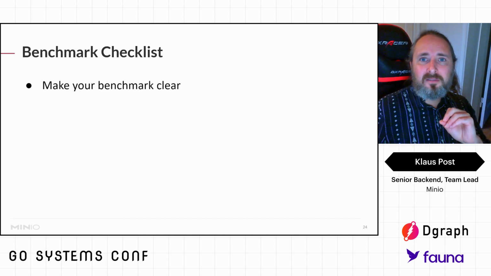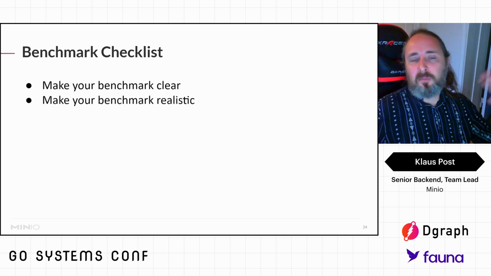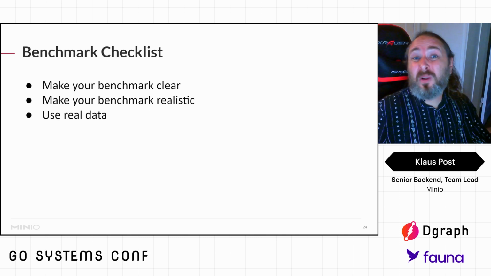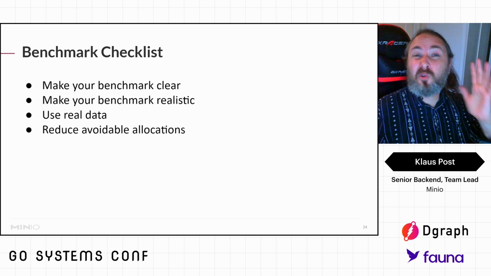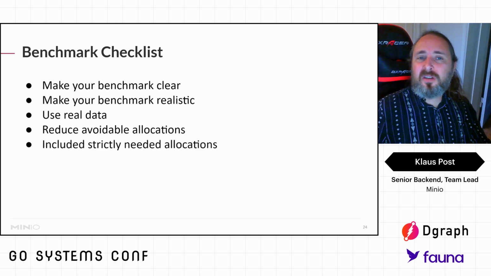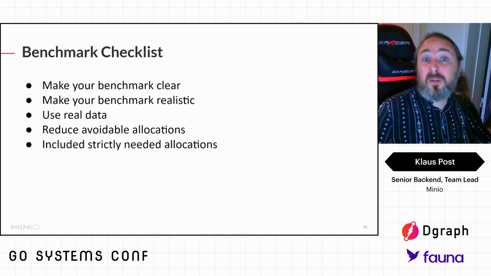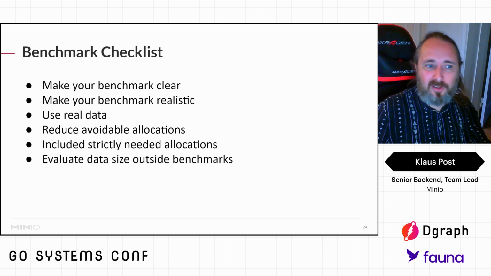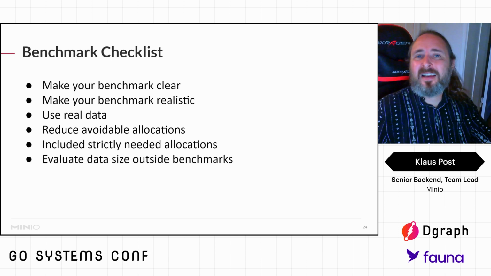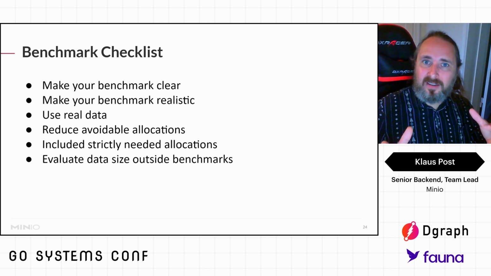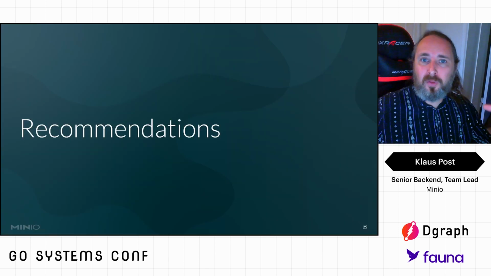So I collected a small checklist. Make your benchmark clear, make it realistic to your goals, use real data, reduce avoidable allocations, but also include strictly needed allocations. Evaluate data size outside your benchmark. It's a second parameter alongside the speed. Don't evaluate both at once.